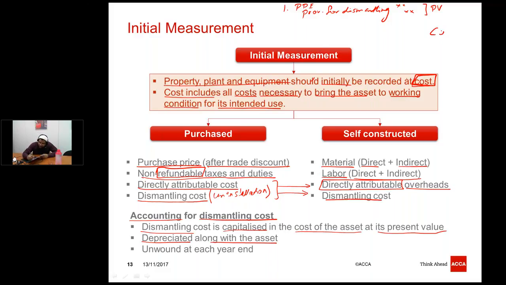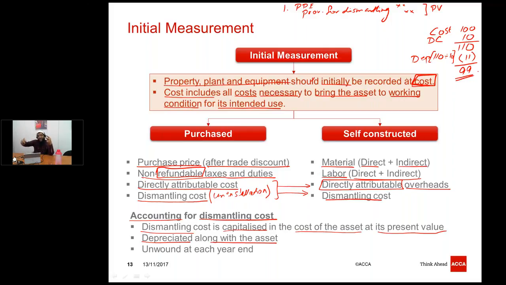And then we are going to depreciate it along with the asset. So for example, if the cost of the asset was 100, and the present value of dismantling cost is 10, the total cost would become 110, and now we are going to depreciate 110 over the life of the asset. So let's say the life is 10 years. So we are going to charge depreciation of 11, and the net book value in the balance sheet is going to be 99.